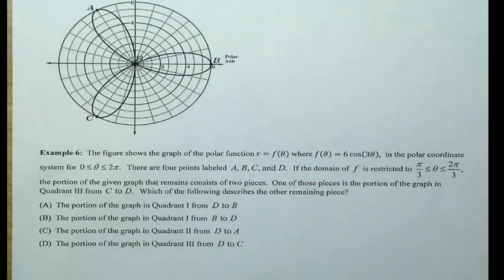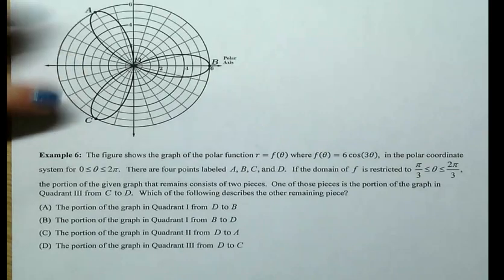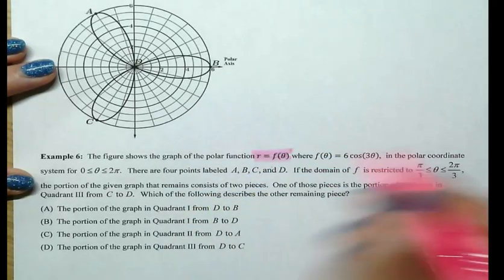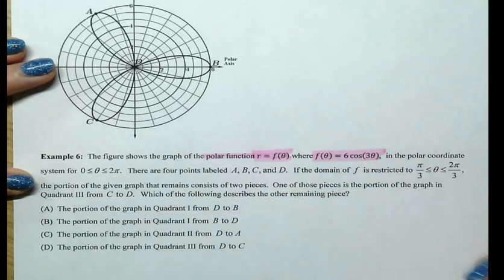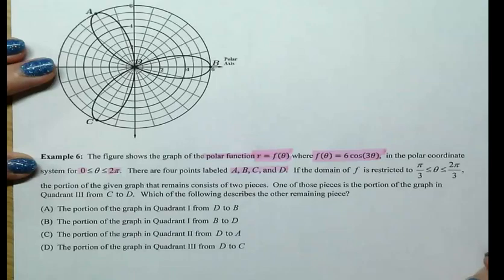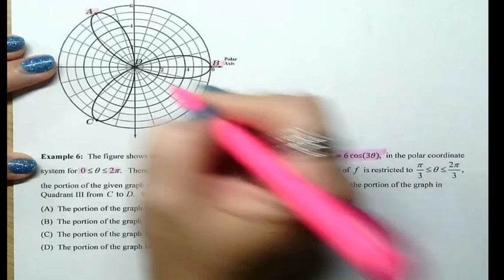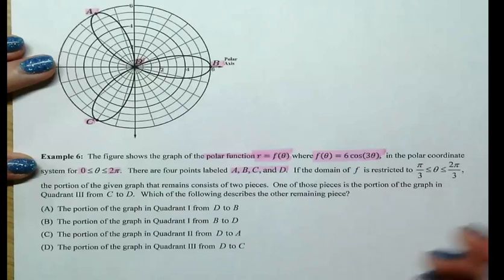All right, so there is a lot to unpack in this problem. One, we do get a full curve graph here, so we can see a full rose petal curve. It tells us this figure of this polar graph where r equals f of theta, which is one of the clues for our polar. And they give us the equation f of theta equals 6 cosine 3 theta. They're telling us we're looking from 0 to 2 pi, and they have 4 points, A, B, C, and D marked on the graph. That D is a little hard to see, so it's marked on the graph.